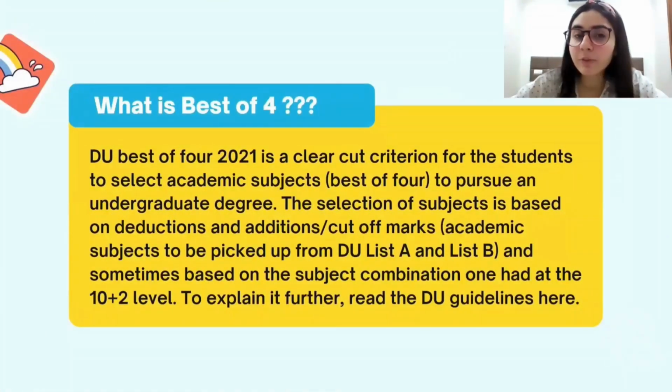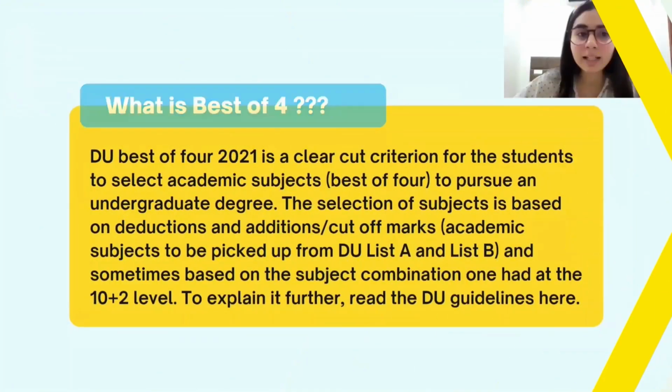So guys, let's start with a very basic question: what is DU best of 4? Best of 4 is a clear-cut criterion for the students to select academic subjects to pursue an undergraduate degree. And this selection of subjects is based upon reductions, additions, and on the subject combinations one had at the +2 level. So for example, if you got 96% in class 12, while taking admission in Delhi University, your best of 4 or best of 3 will be calculated.